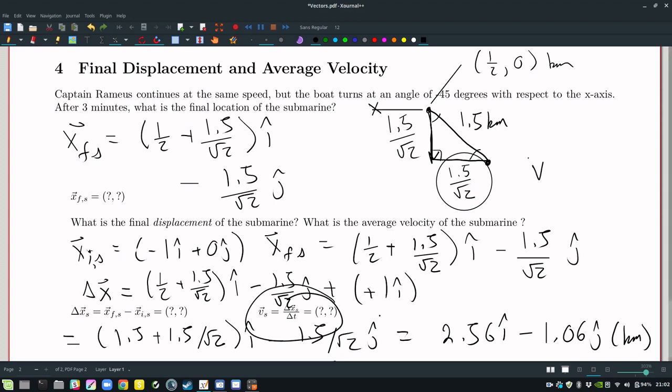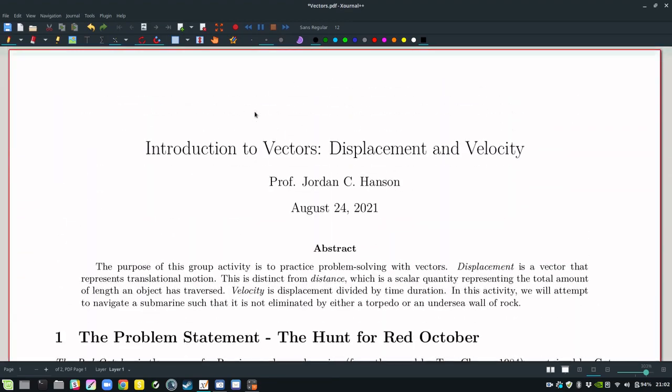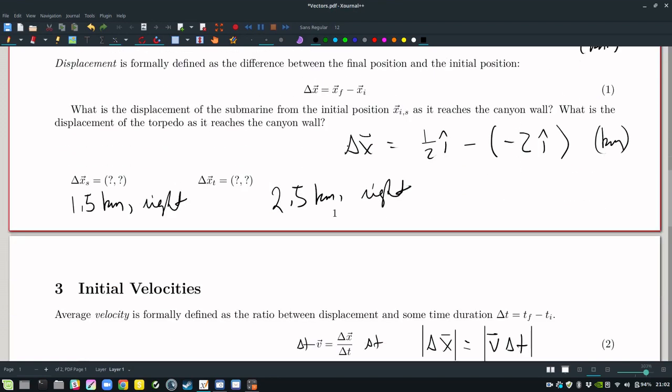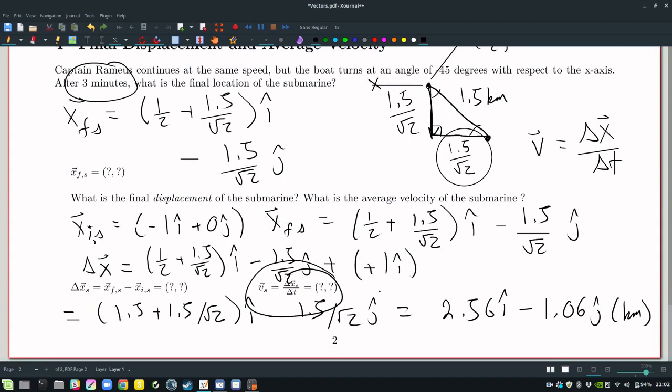Well, to get the average velocity, you just take the displacement and divide by the time duration. But the time duration here is 6 minutes. 3 minutes for the second leg of the trip, and then 3 minutes for the first leg of the trip. So 3 minutes here, and then another 3 minutes. And so 6 minutes is a tenth of an hour. And so our delta t then is 0.1 hours.